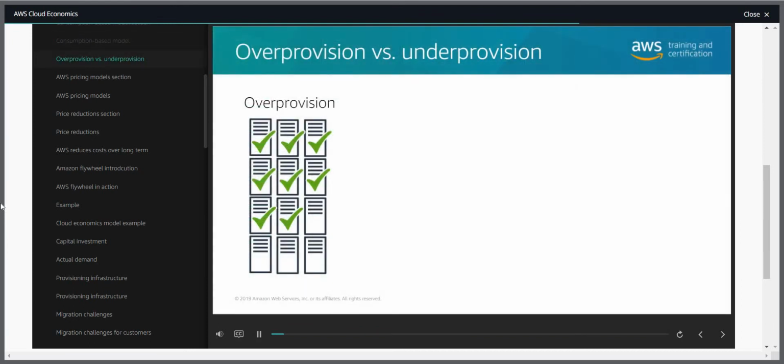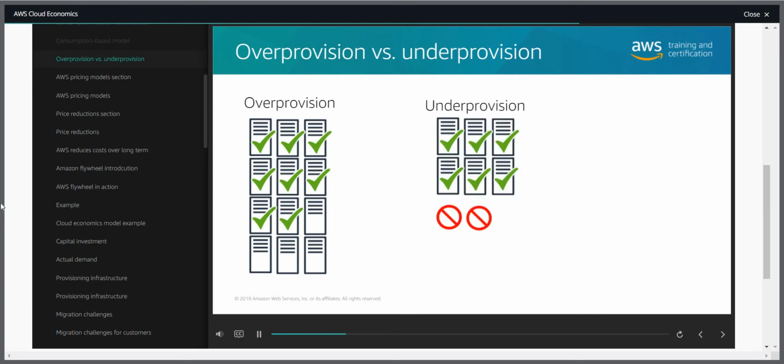When a customer over-provisions, they order more servers than they need, and they end up with unused resources. When a customer under-provisions, they order too few servers and fail to deliver on their service level agreements, or SLAs. In both cases, the trade-off is inefficiency and financial loss.